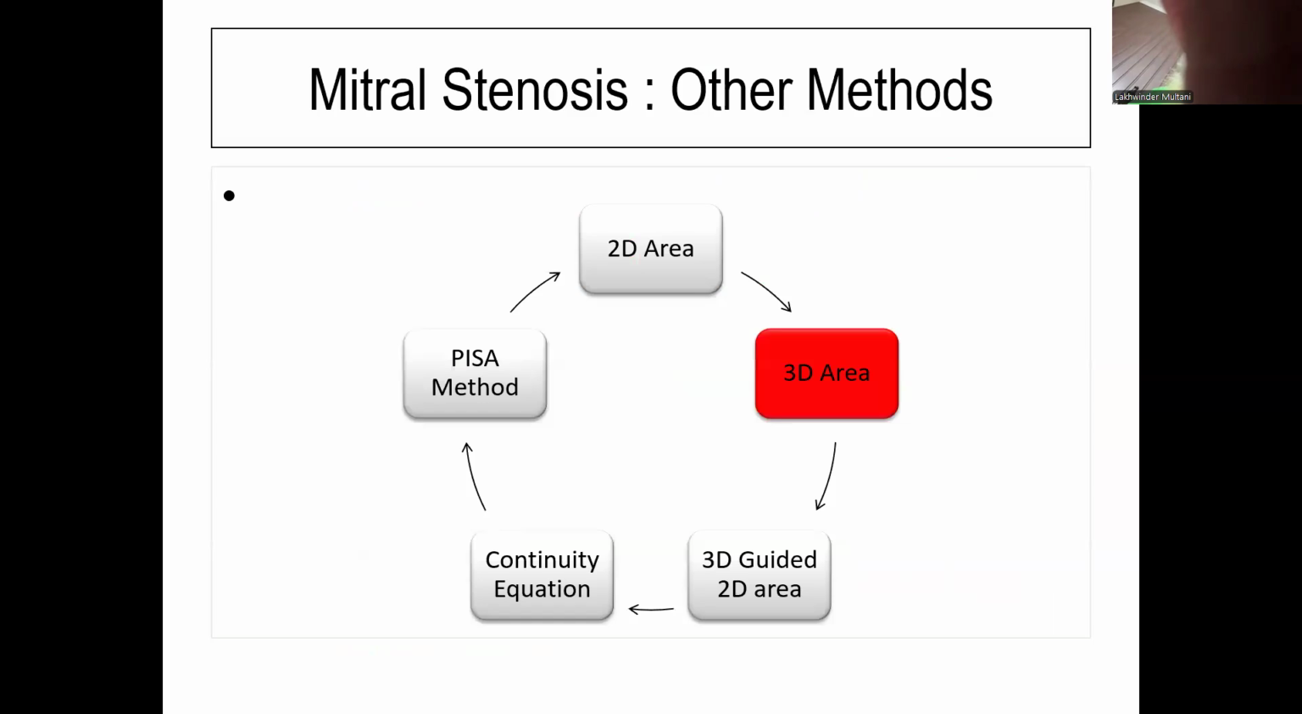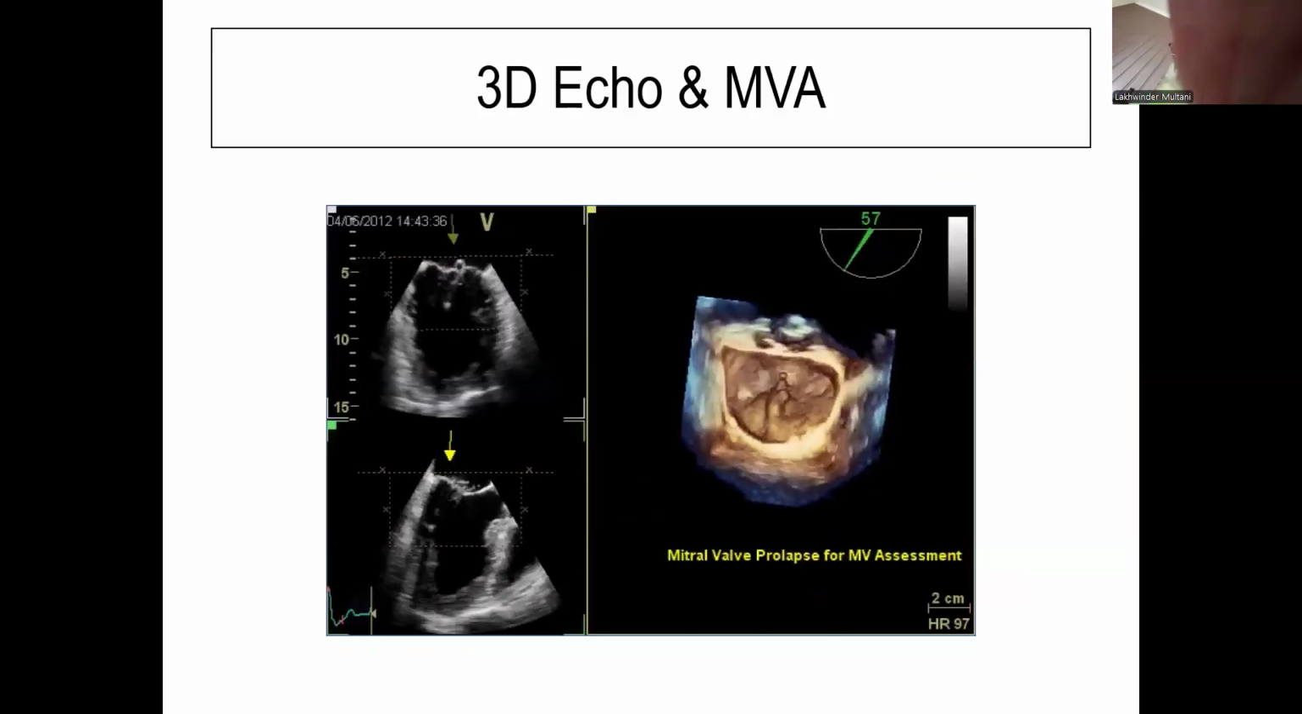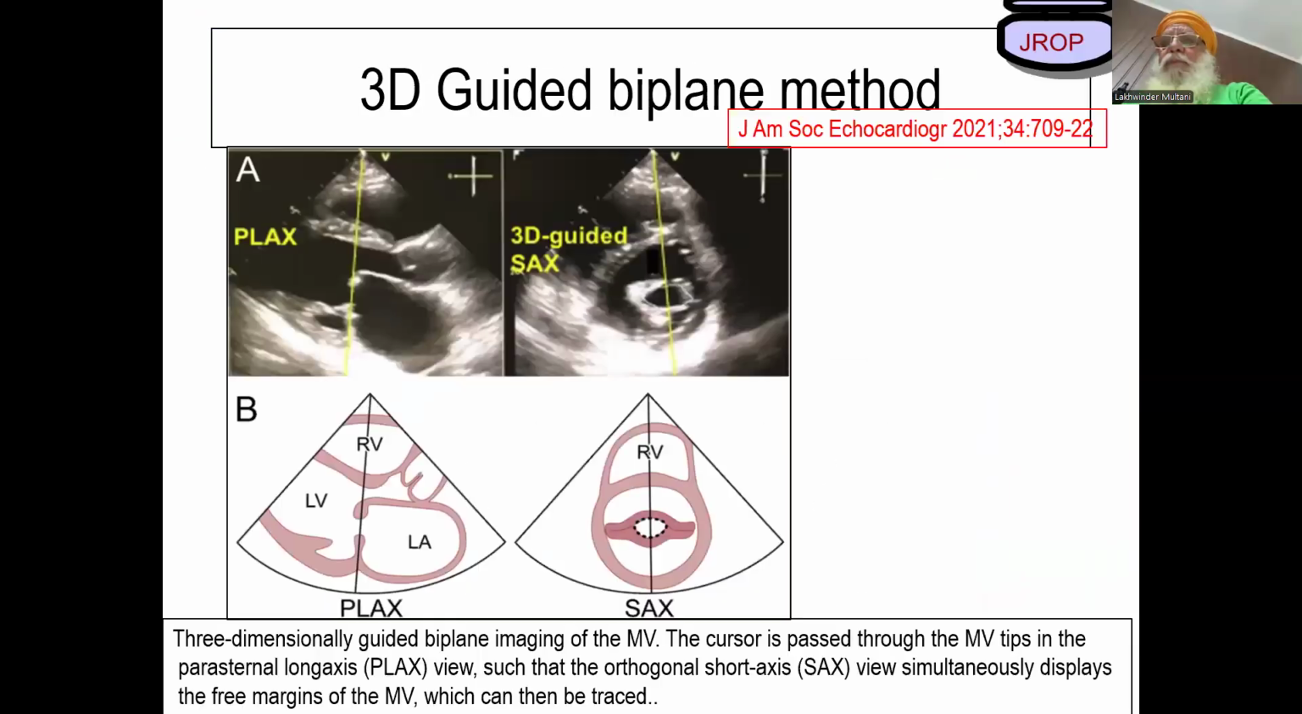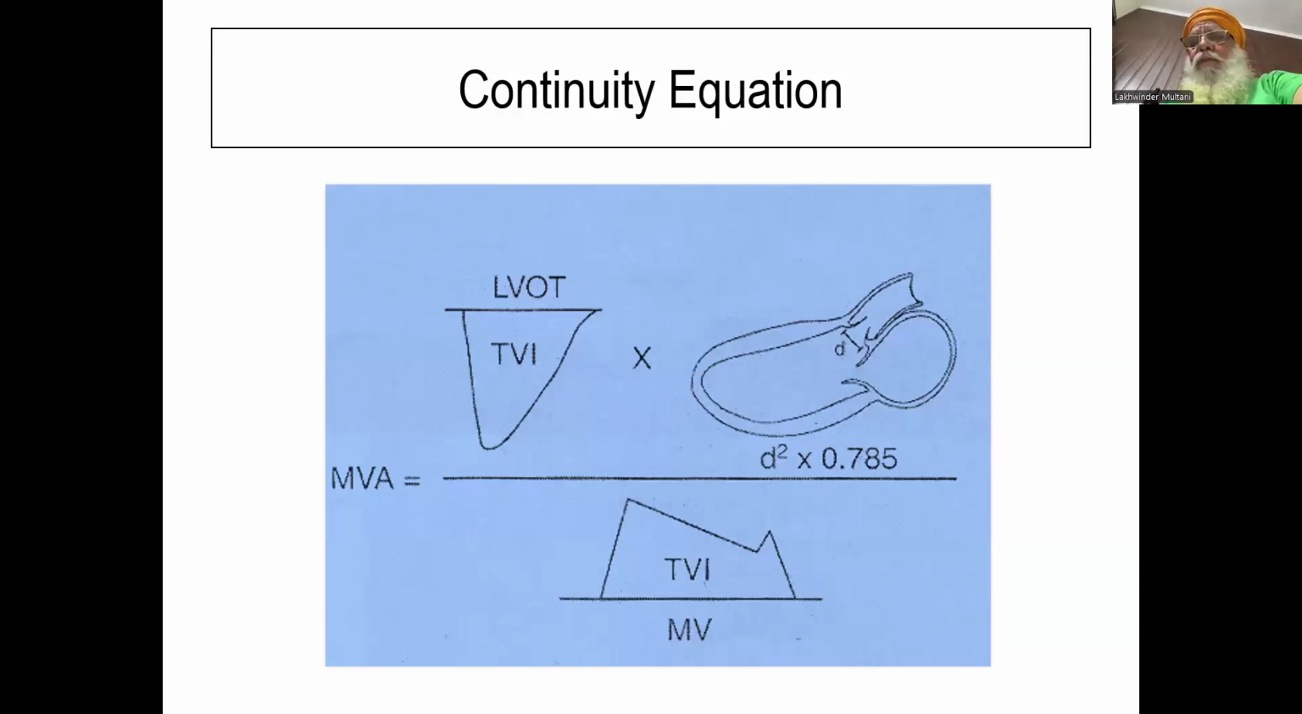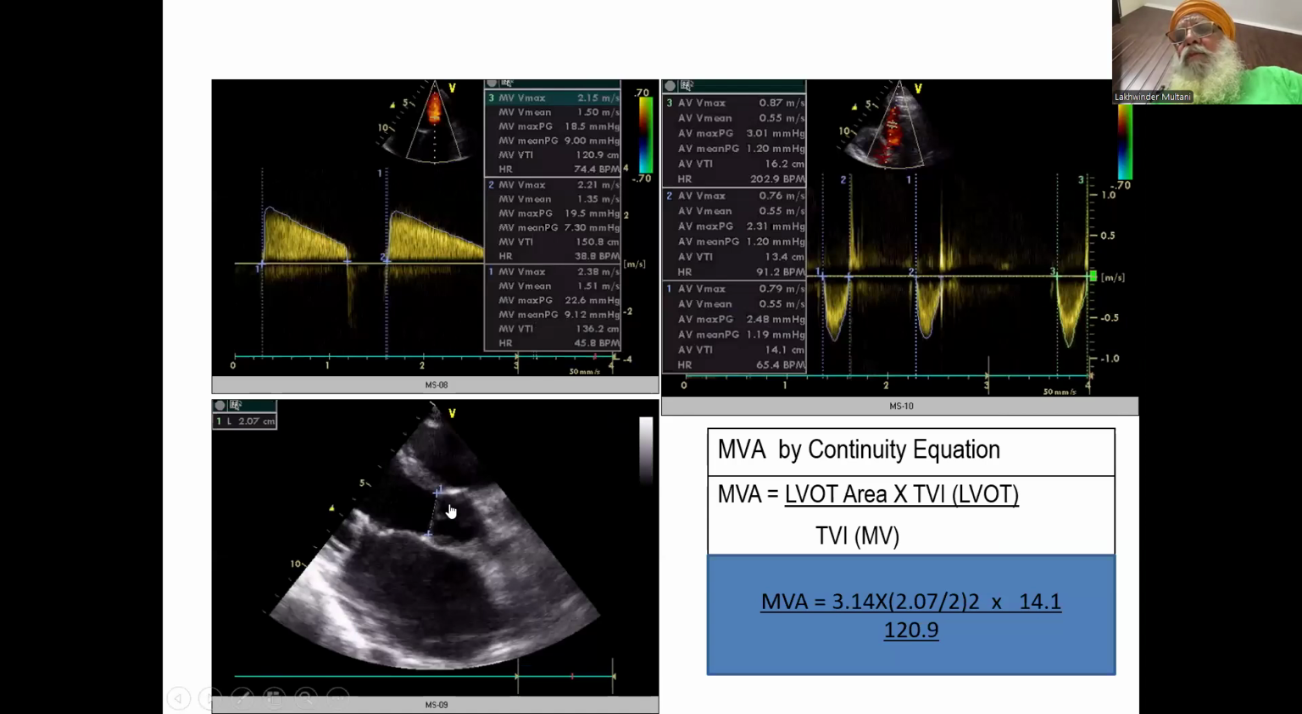Now we go to the LVOT. In the LVOT, I'm going to measure my LVOT diameter and LVOT VTI. Whatever blood flows through the mitral valve has to go through the LVOT. So here is the example of this patient: I've got an LVOT area, and I've got an LVOT VTI, so that gives me a stroke volume across the LVOT.